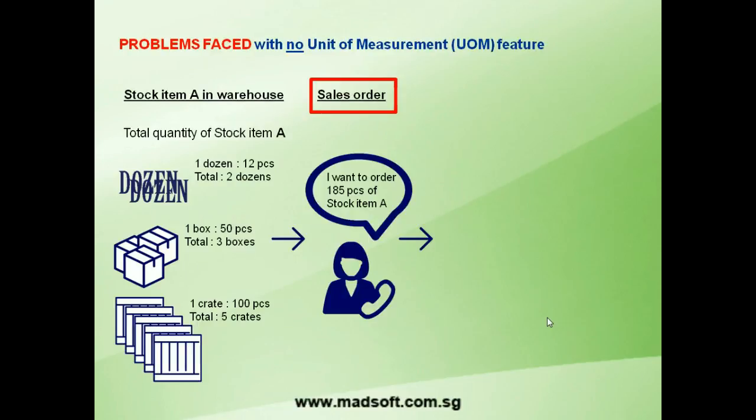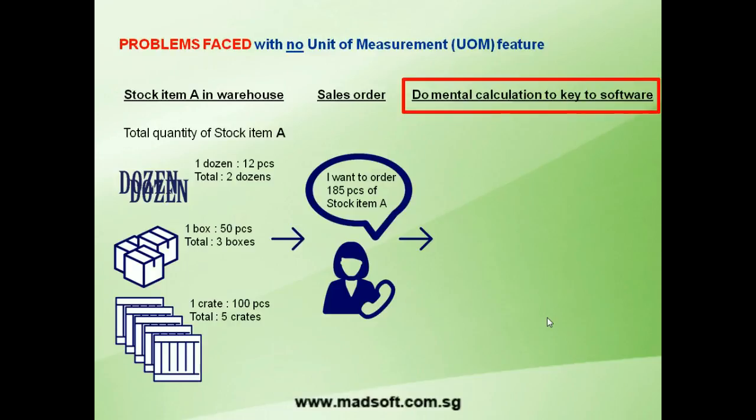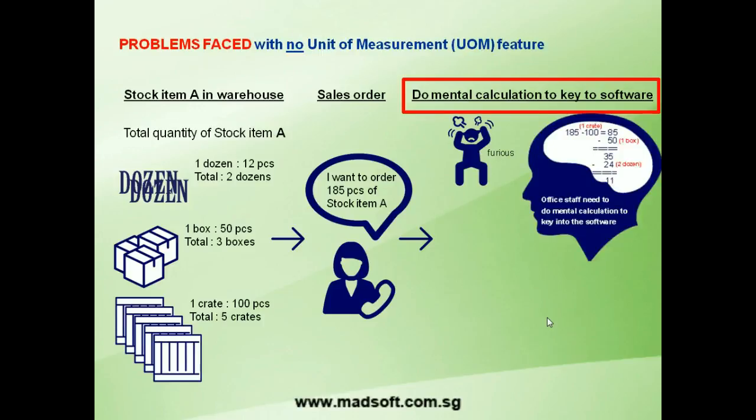I want to order 185 pieces of stock item A. Now we will see the tedious mental calculation of the different units of measurements of the stock items. The office staff needs to do mental calculation to key into the software.